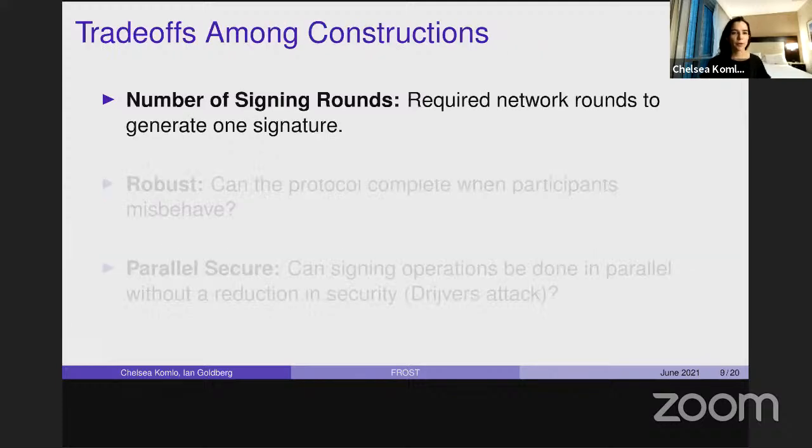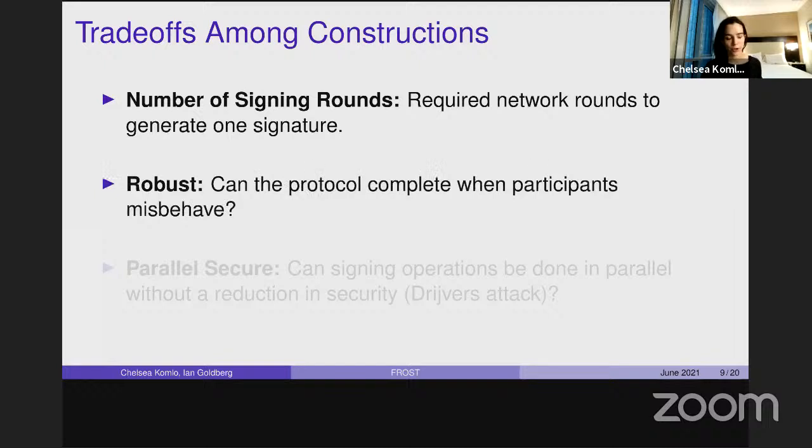And so looking at some of the constructions and where Frost fits into these. Some trade-offs that exist in the literature and in related schemes to Frost are things like the number of signing rounds. So this is the required number of network rounds in order to generate one signature.